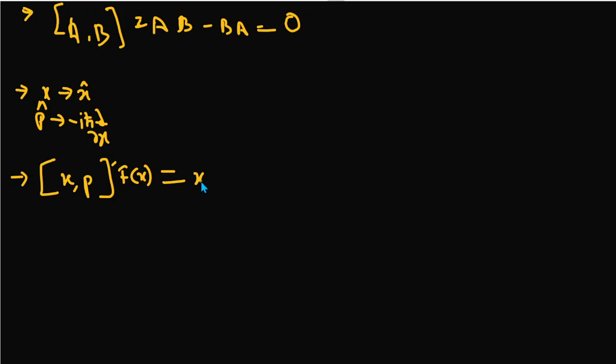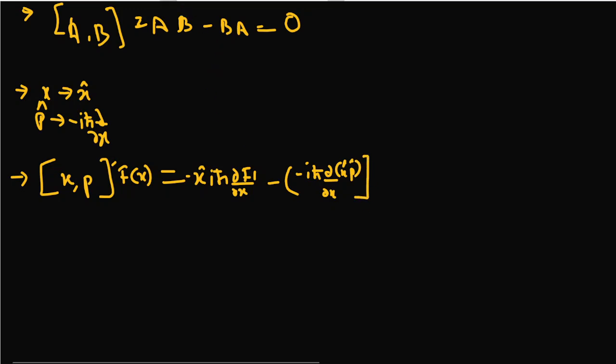Then you have to apply our x cap operator. Negative iota h cut del f by del x, let's say. Then negative of, I'm going to put here a bracket to avoid sign confusions. Now you have to apply the momentum operator, which is negative iota h cut del by del x. And you have to apply this on two things, which is on x cap operator and p cap operator. Sorry, on x cap and not p cap. There's a mistake here.